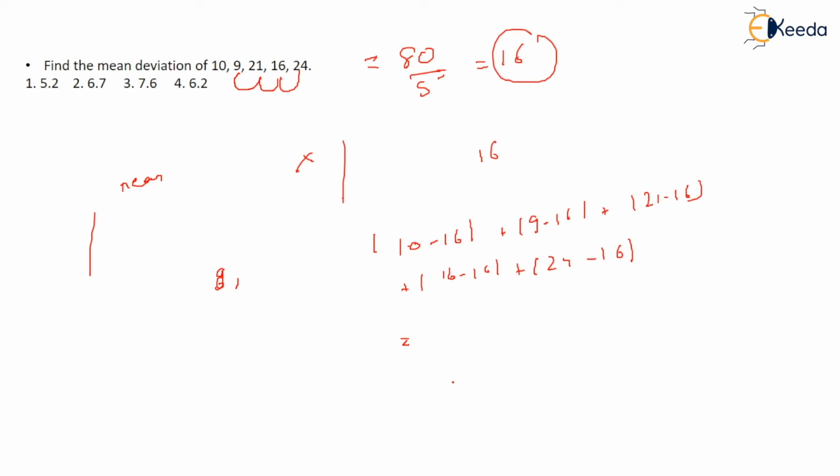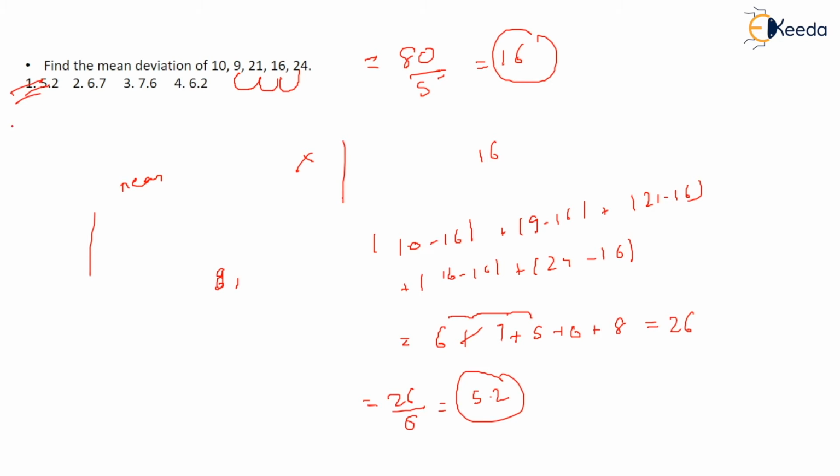This comes out to be 6, right? Positive 6. This comes out to be 7. This is 5, this is 0, this is 8. After adding, this comes out to be 26. So 26, and the number of observations is 5. So 26 upon 5 is the deviation from the mean. So this comes out to be 5.2. So 5.2 is the deviation from the mean, and this is your answer.